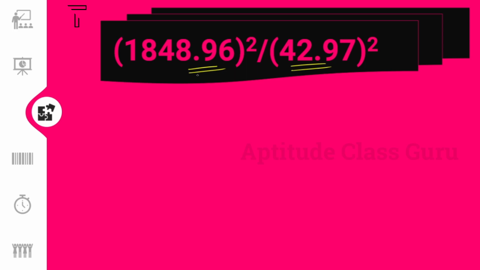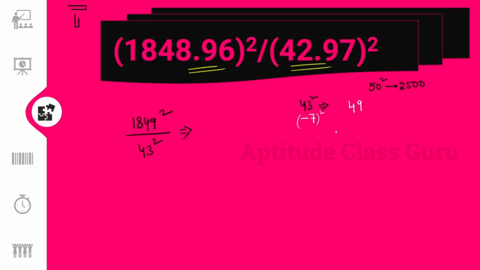Whenever you are doing this type of simplification and approximation, just look here at 1849: round off the numbers to their nearest integers. So 42.97 is near to 43. We have a square in the denominator, and a square in the numerator as well. Here I can't find the square of 1849 immediately, but I know 43 square. 43 square is so easy, guys. Just look at how we can do that. Our reference number is 50. So 50 square is 2500. How much is 43 less than 50? It is nothing but 7, right? So minus 7.